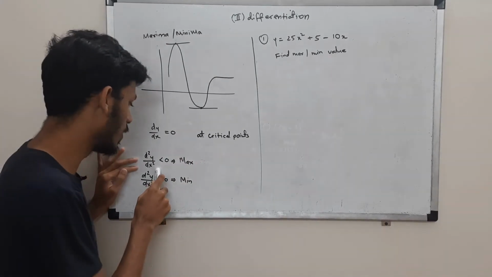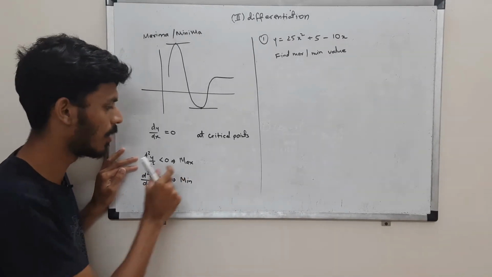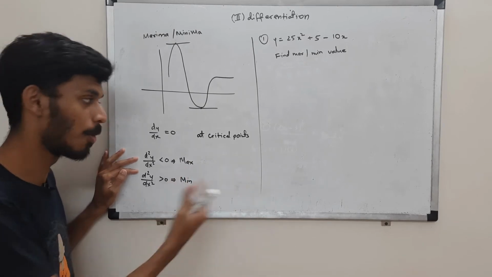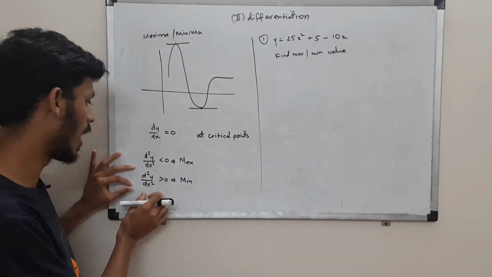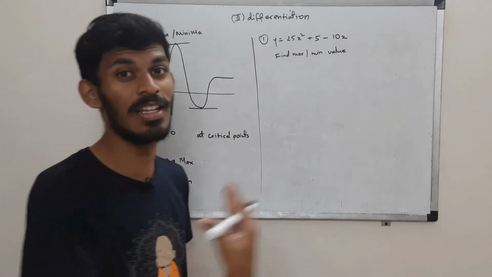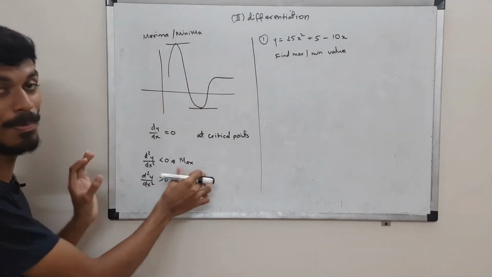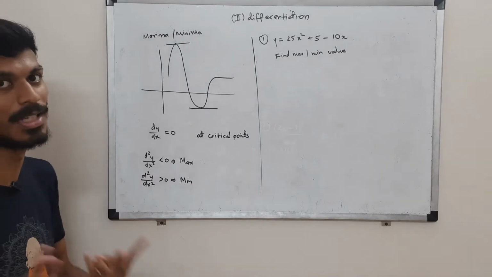When you differentiate again, if the answer that you get is negative, your function is maximum, a local maximum. And if the answer that you get is positive, it is minimum. So it's kind of opposite. If you get negative, maximum; positive, minimum, for the second derivative.